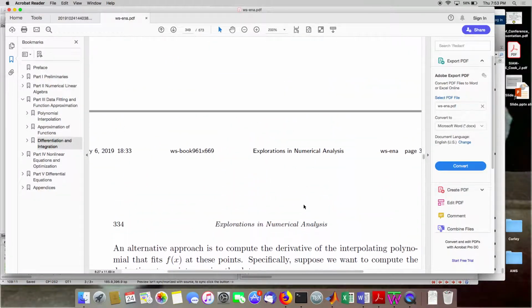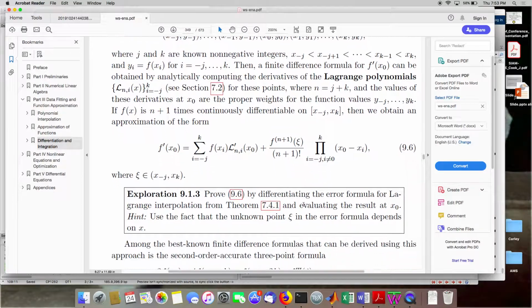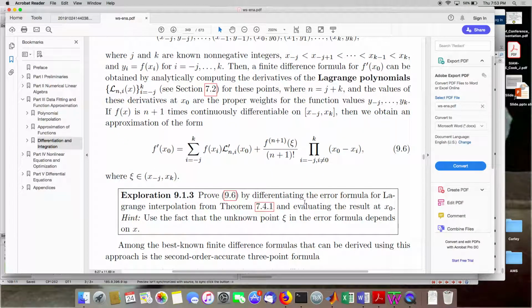Okay, so what happens is, if you take the formula for error in Lagrange interpolation, and you take its derivative and plug in x naught, I won't go through the process here, but it boils down to this. Your exact derivative is equal to this approximation, which is what I just derived, and then this right here is your error. Notice this part comes from the formula for polynomial interpolation error, so that doesn't change.